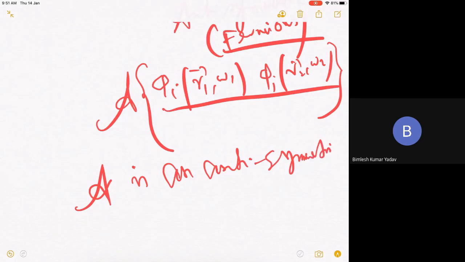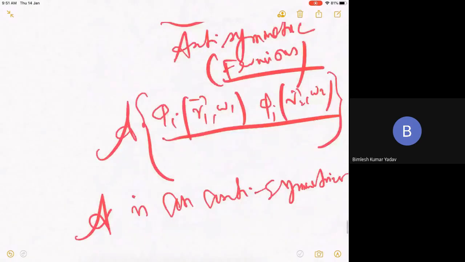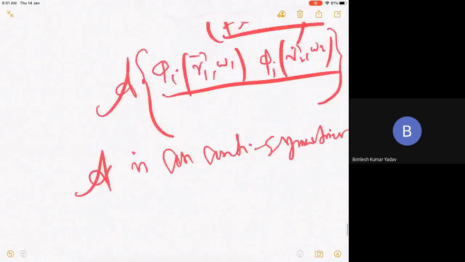How to antisymmetrize, we'll see later. I have given you one example, how to antisymmetrize by a minus sign. But obviously when the electron number is 3, 4, 5, it will be complicated. We will see how to do that. There will be so many permutations that are possible.